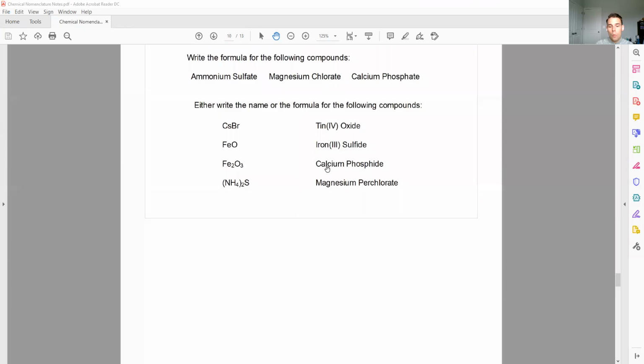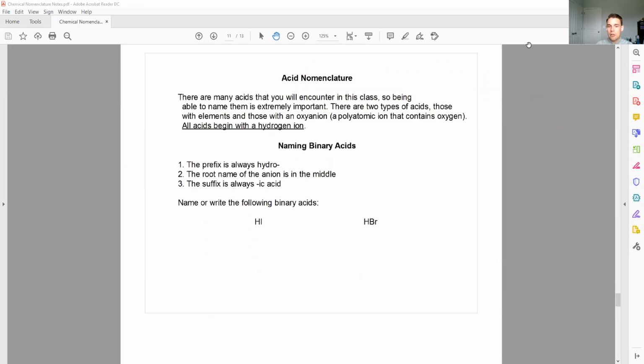One more thing to talk about, and that's acid nomenclature. There are many acids that we're going to see. You probably already have seen them, so being able to name them is extremely important. There are two types of acids, those with elements and those with an oxy-ion, which is a polyatomic ion that contains oxygen. All acids begin with a hydrogen ion. If you see something that starts with a hydrogen ion, it's an acid, obviously except water.